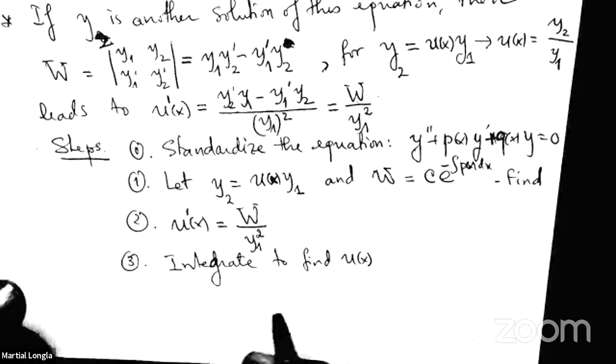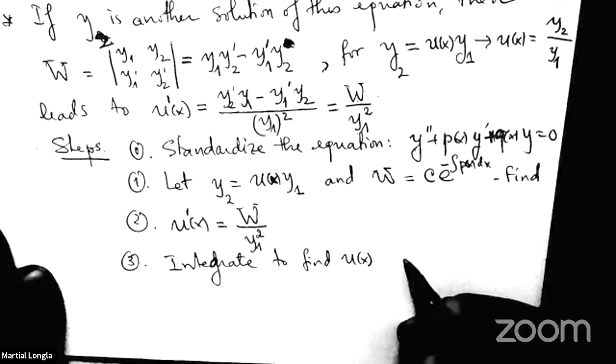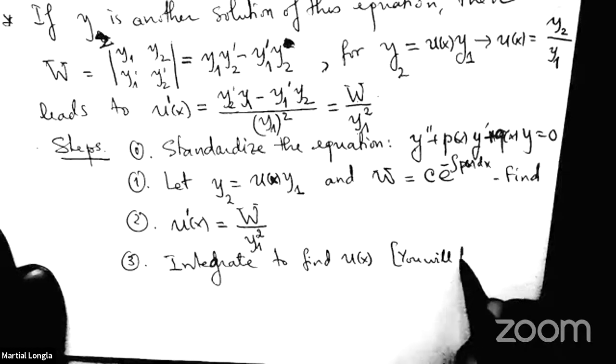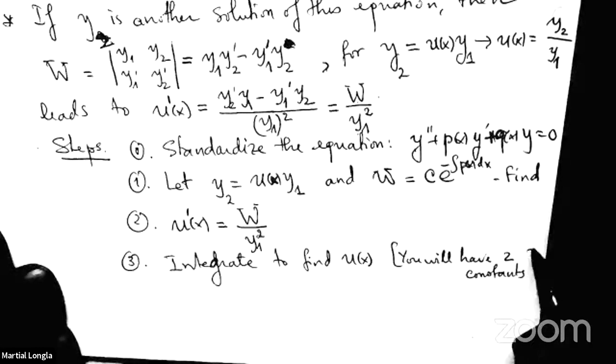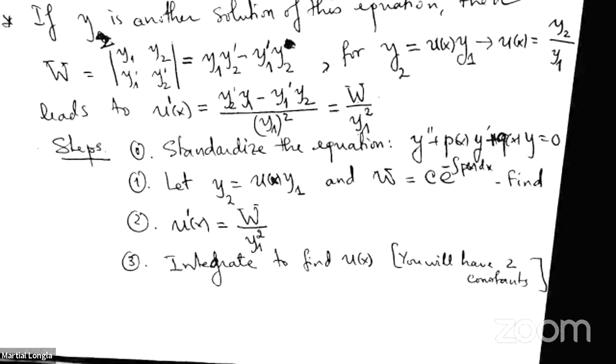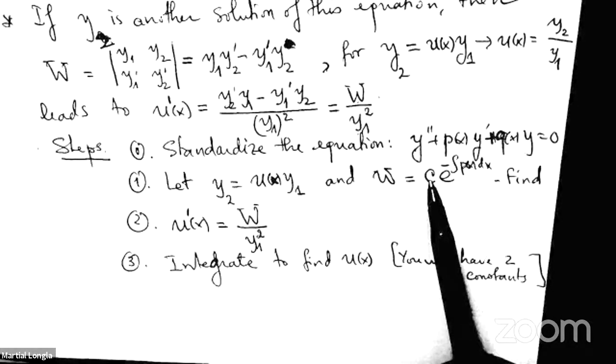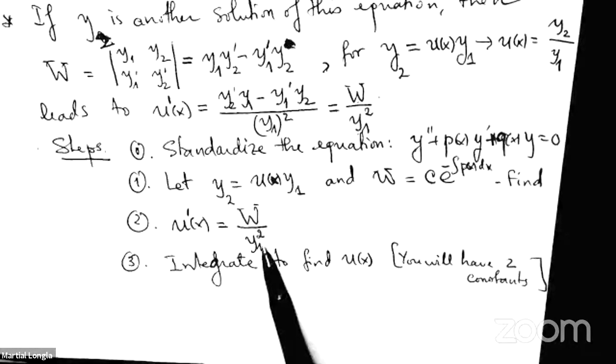And once you get your u of x, here you will have two constants. You have two constants when you integrate. Why? Because you have one constant here in w, and when you integrate w here, another constant of integration shows up. So you have two constants of integration in there.